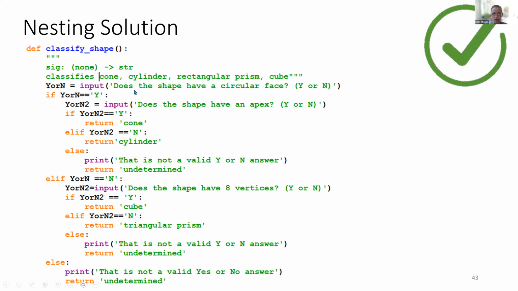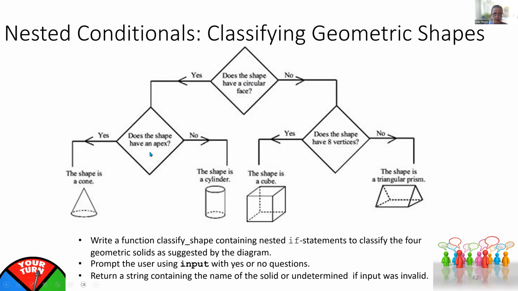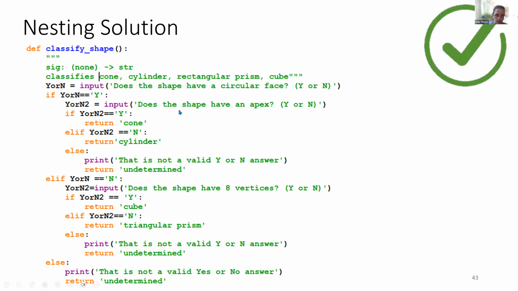If they have responded y, then do you see that we know for sure we are on this side of the flowchart? We need to ask, does the shape have an apex? Which we now have right here. Input, does the shape have an apex? I recycled the variable. You could use a new one here, but since I didn't need the outer one anymore, I just reused it so we don't have too many variables here. So the idea is they should type the letter y or the letter n. Actually I did change it, y or n2, okay.